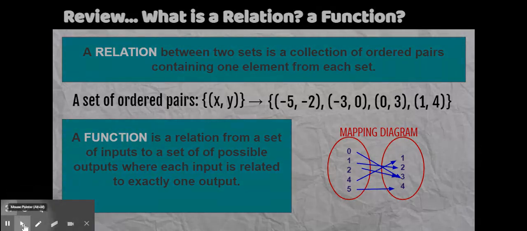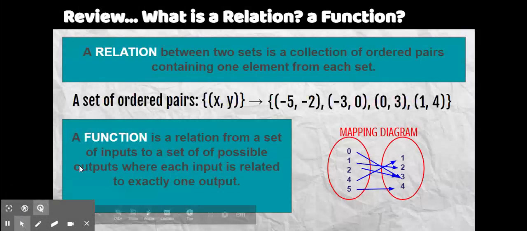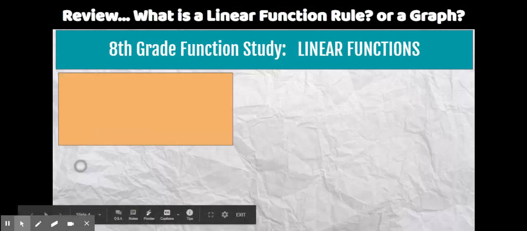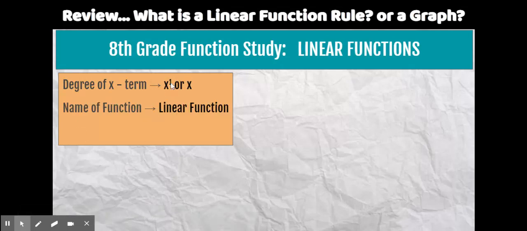So we know a couple views of functions, and now we're going to look more in depth at those. One more thing to be aware of is for our linear function rules, there's some key concepts that we need to remember. The x term needs to have the degree of power of 1, exponent of 1, or nothing at all. Those are implying the same. It's called a linear function, and it's in the form y equals mx plus b.